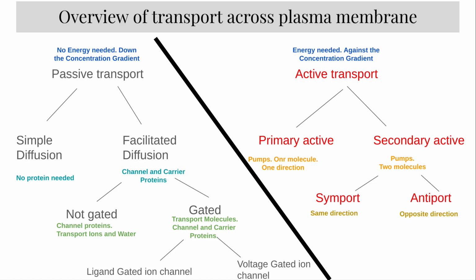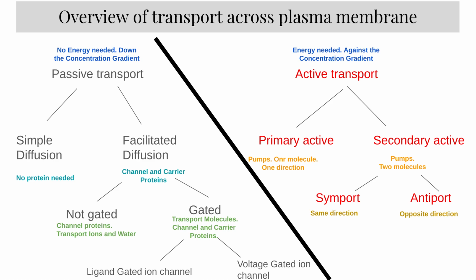simple diffusion. The other type of diffusion, which also does not require energy but moving down the concentration gradient, is facilitated diffusion. And that is carried out by two types of proteins called channel proteins and carrier proteins. We're going to study facilitated diffusion in more detail in the next chapter, so I'm not going to discuss that more over here. Active transport can be divided into primary active transport and secondary active transport.